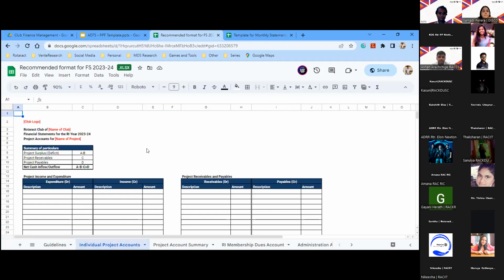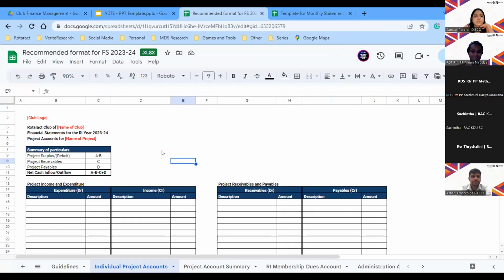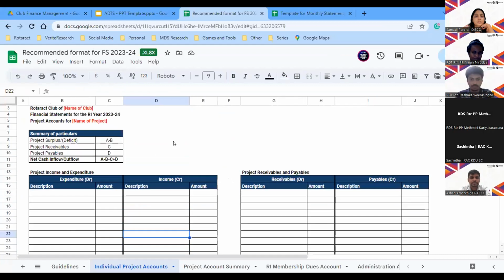Okay, so the first format. Is this visible, or do you all need me to increase the size? Shall I increase? Is this okay? Yeah. Okay.